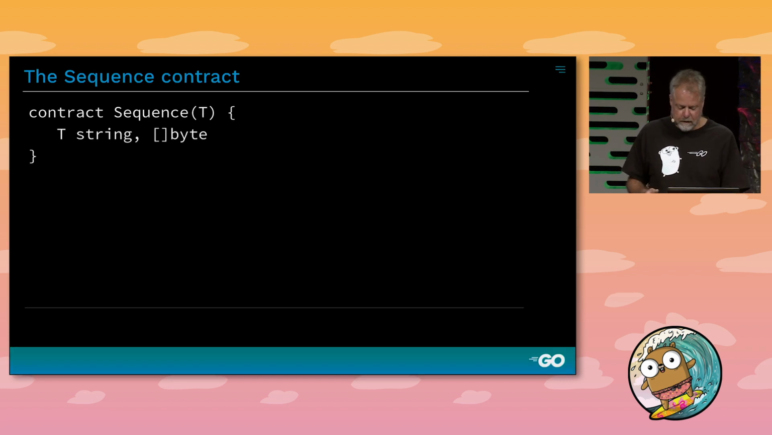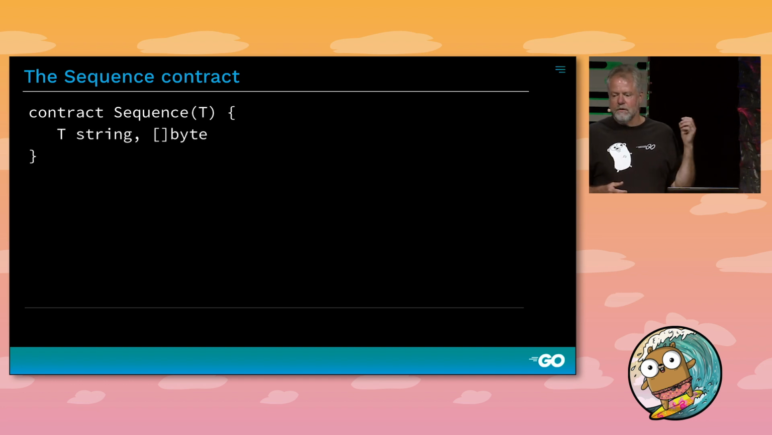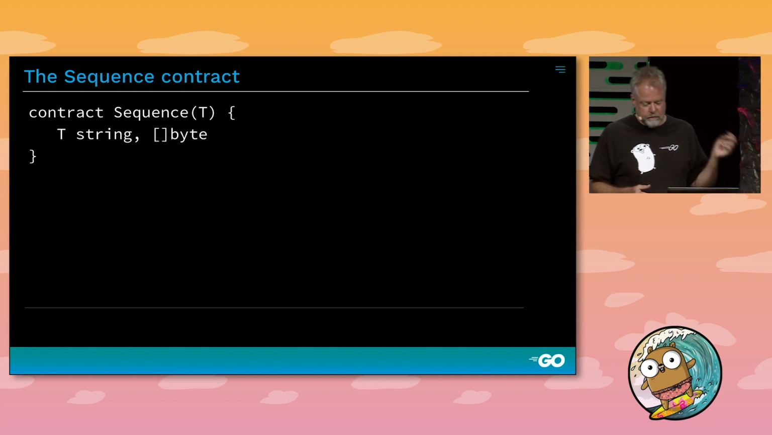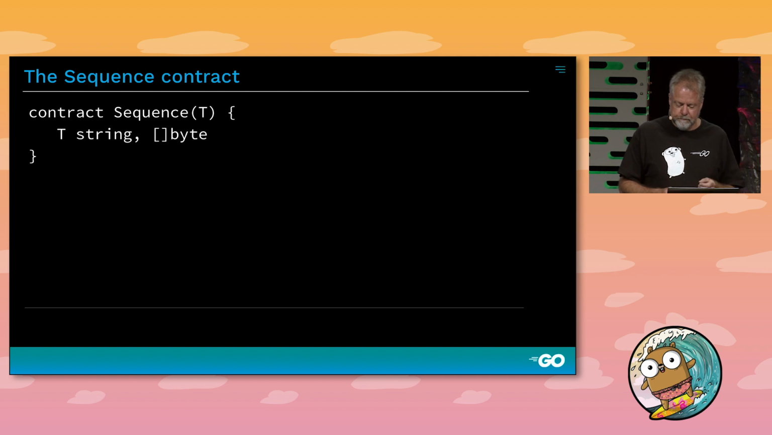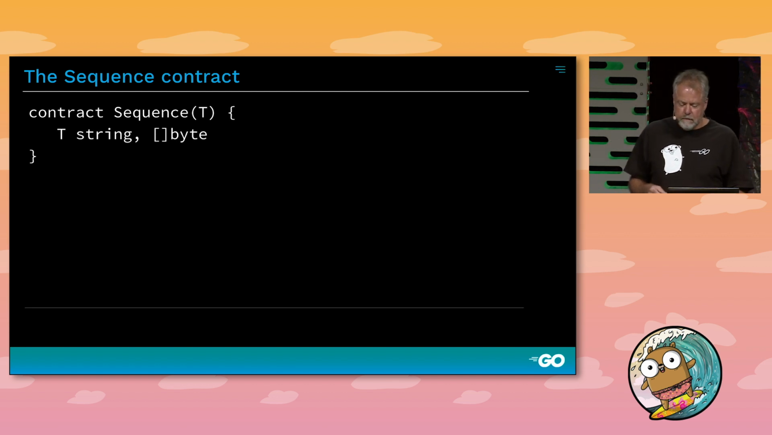So in our current design, this is how the Sequence contract is defined for this example. It's pretty simple since this is a simple example. The type parameter T can be either string or []byte. Here, contract may be a new keyword or maybe a special identifier recognized in package scope. It doesn't matter for this talk.